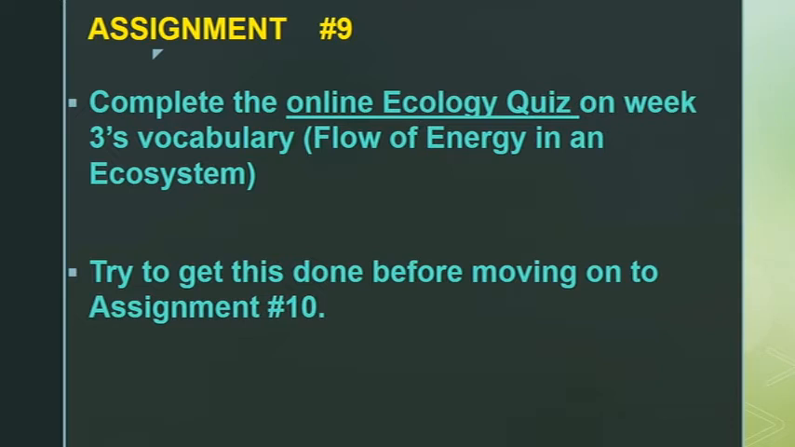Assignment number 9 is to complete an online ecology quiz from the vocabulary from week 3, which was the lesson about flow of energy in an ecosystem. So it's going to include concepts referring to food webs and food chains and energy pyramids or ecology pyramids, things like that. So pull out those vocabulary words so that you can do the quiz, and complete this before you move on to assignment number 10.